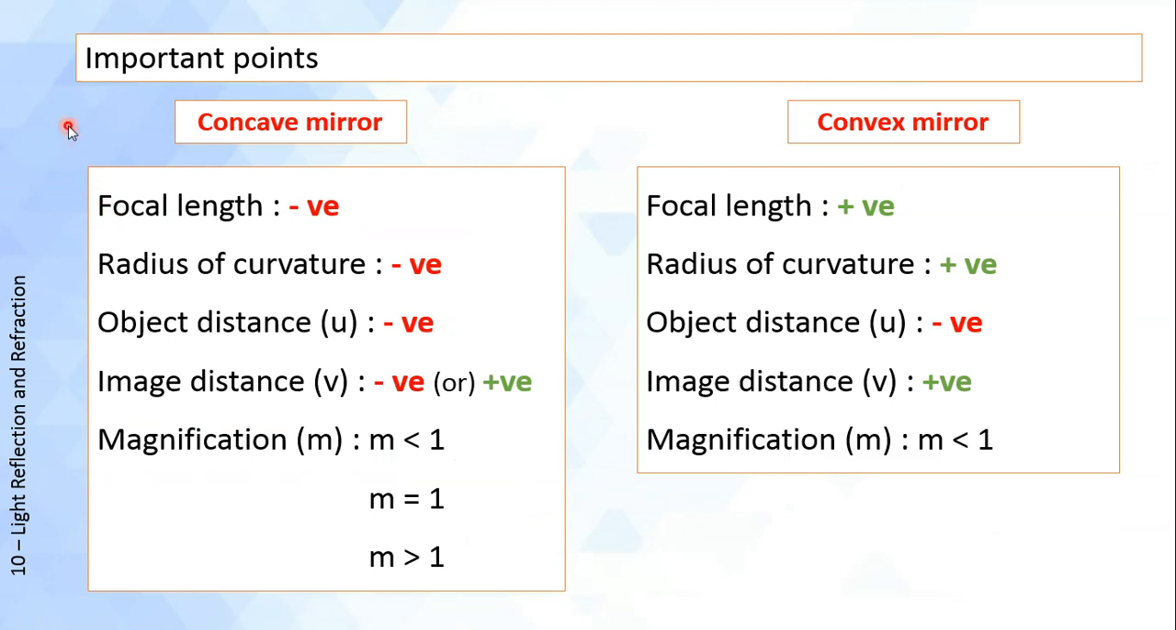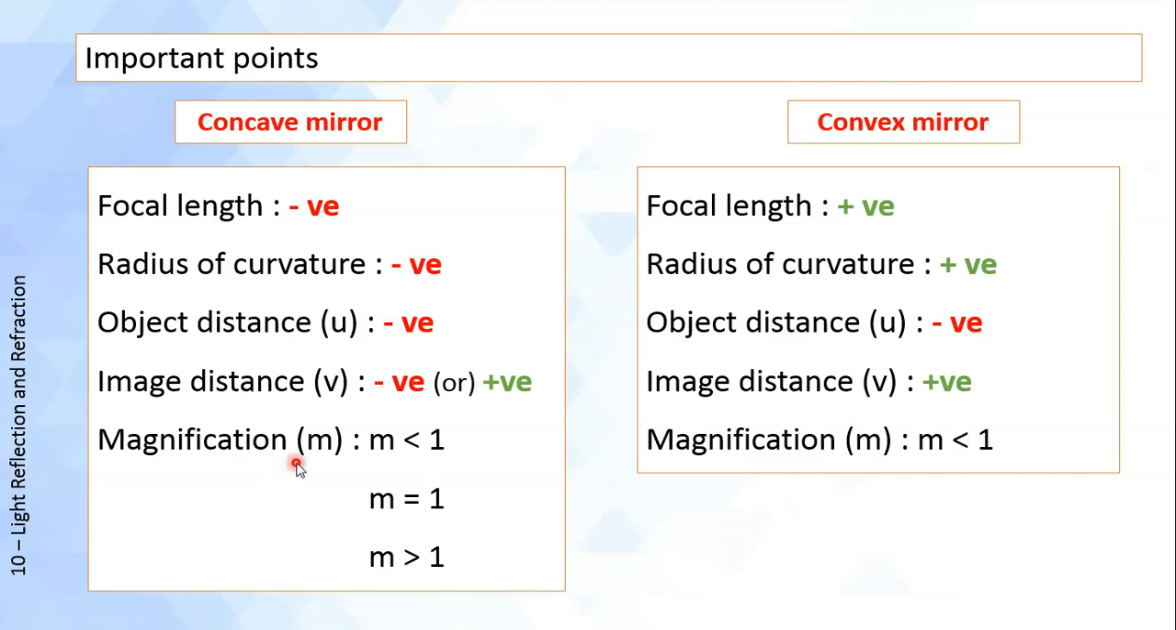Now, before we summarize, we quickly recall all the important points related with the mirror formula and magnification factor. In the case of concave mirror, the focal length, radius of curvature, object distance will be always negative. In image distance, except one case, in all other cases, the distance will be negative. When the object is placed between principal focus and pole of the mirror, image forms behind the mirror. So in that case alone, the image distance is positive. In all other cases, it's negative.